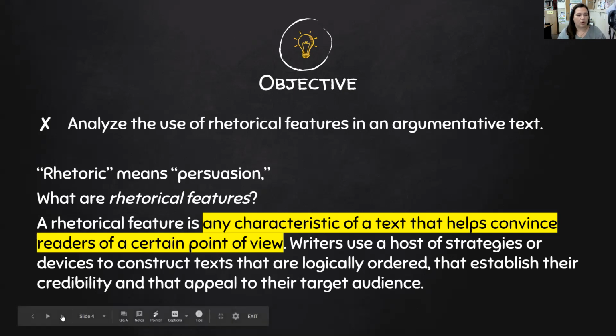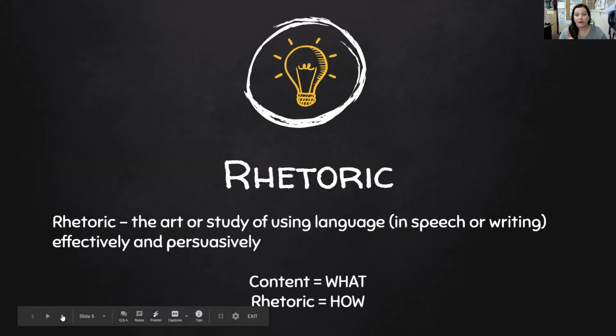All right, let's continue on. So here's rhetoric defined again. Rhetoric: the art or study of using language in speech or writing effectively and persuasively. So the content is what they're talking about, and the rhetoric is how they present it in a persuasive way.